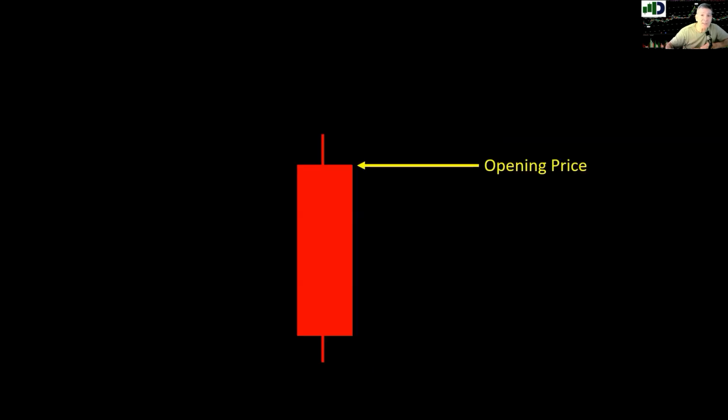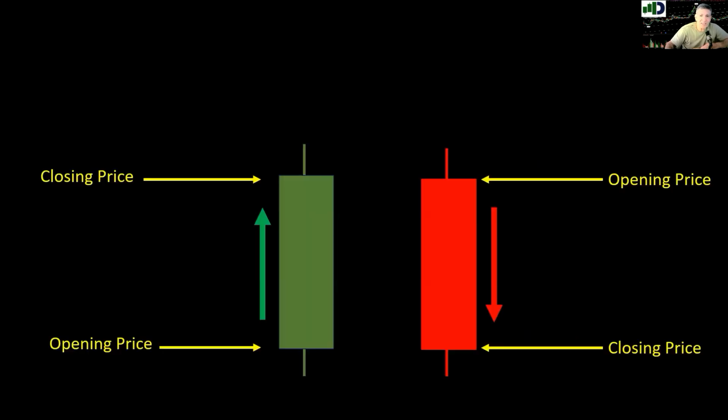A red body denotes a declining position, and when the bell rings in the morning, the opening price is denoted at the top of the candlestick body. And as the price continues to drop throughout the day, the closing day price is denoted at the bottom of the body for a declining day. Pretty easy to assess price movement with the candlestick, huh?